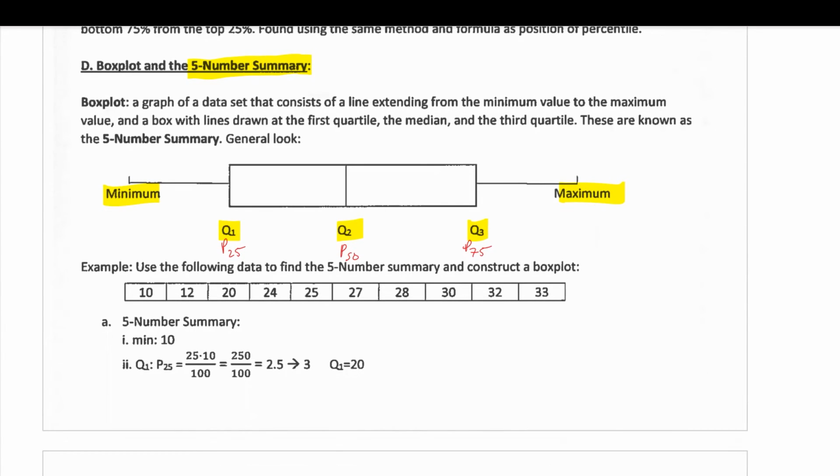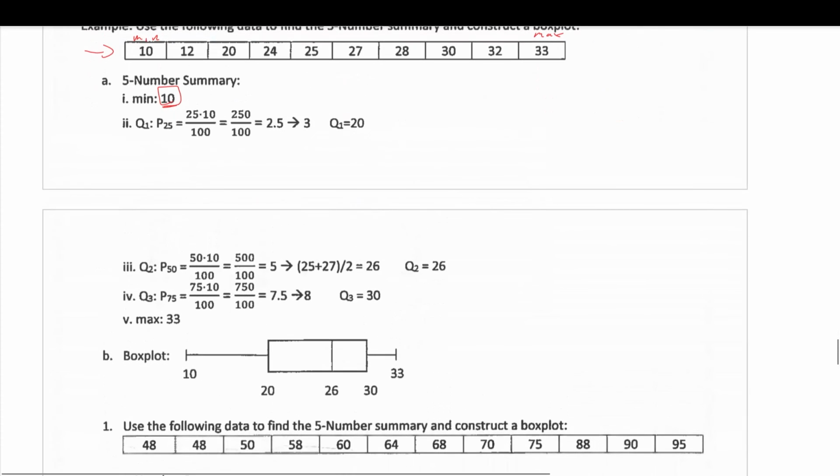Okay, so in this example, let's try to figure out what this 5-number summary is. Again, you always want to have this list sorted from least to greatest, so we already have that here. From this 5-number summary, the easiest ones to identify right away are your minimum and your maximum, right? Especially if it's sorted already. So that's your minimum, nothing too hard there. On the next page, you'll see that we have the maximum already identified.